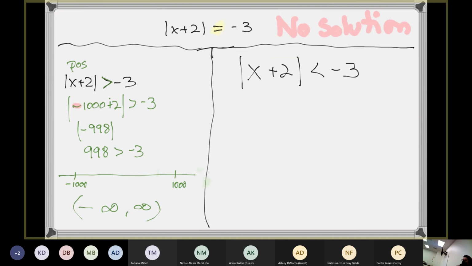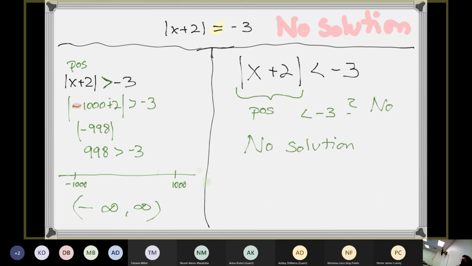Now let's take a look at the absolute value x plus 2 is less than negative 3. Less than negative 3. Is it also all real numbers, or is it no solution, or what's going on? Exactly, you said it. An absolute value, whatever we plug in here, is always positive. And is a positive number less than negative 3? No, that's not going to happen. So in this case, it's no solution.